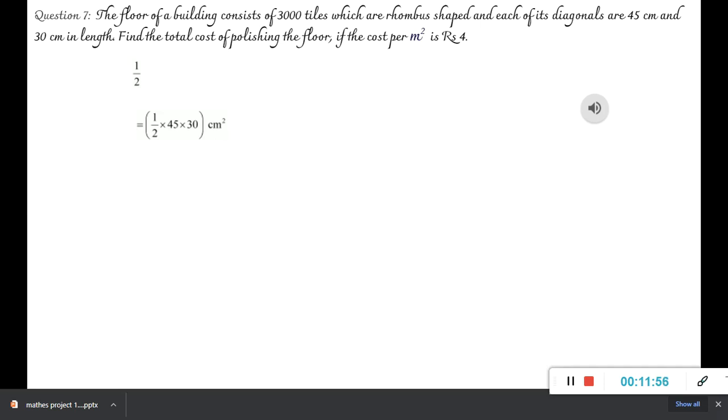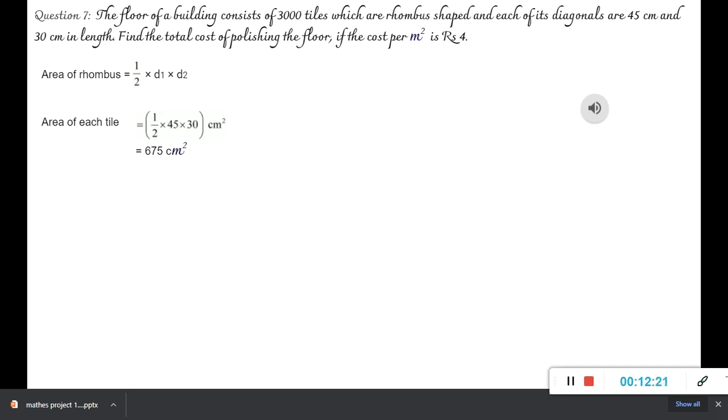So first we have to find the area of one tile, that is equal to the formula of area of rhombus, half into d1 into d2. d1 and d2 are given, 45 and 30 centimeter each, right? So area of each tile is equal to half into 45 into 30. So that is equal to 675 centimeter square. So we got the area of one tile.